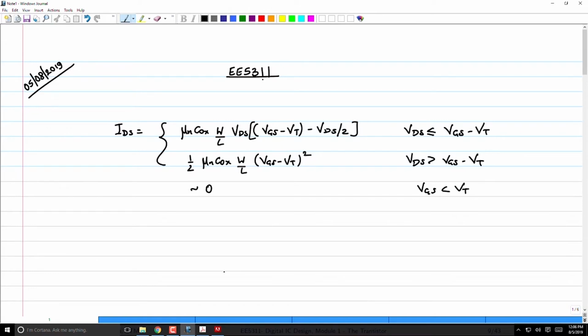So this is what we call a long channel transistor, which means that the drain and the source are sufficiently far apart that we really don't have to worry about second order effects. Next we will derive a short channel transistor's drain current by incorporating various second order effects. But before that, let me deal with what is known as the body effect.